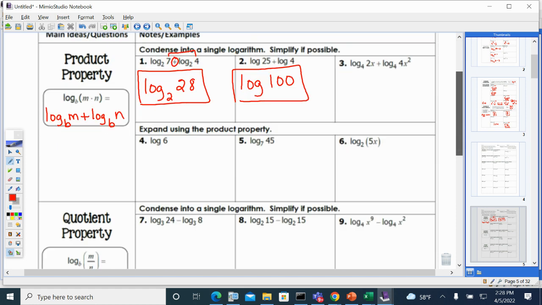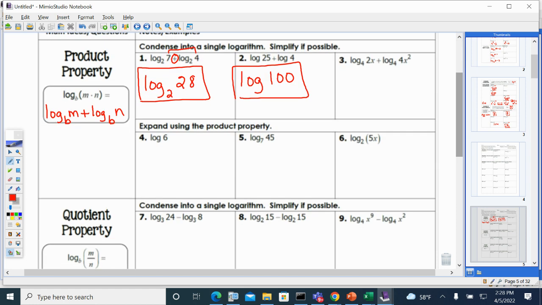Let's jump down to expand. For 4, 5, and 6, we're going to expand using this property. So what I want to do is I want to take log of 6 and make it 2 logs. So log of something plus log of something. Again, it's all about multiplication. So give me 2 numbers that multiply equals 6. There's a couple of different options. You could use 6 and 1. I'm going to use 2 and 3. Number 5, log base 7 of 45. Again, we're going to expand this into 2 logs. 2 numbers that multiply to give us 45. I'm going to use the 5 and the 9. So that's how we expand.